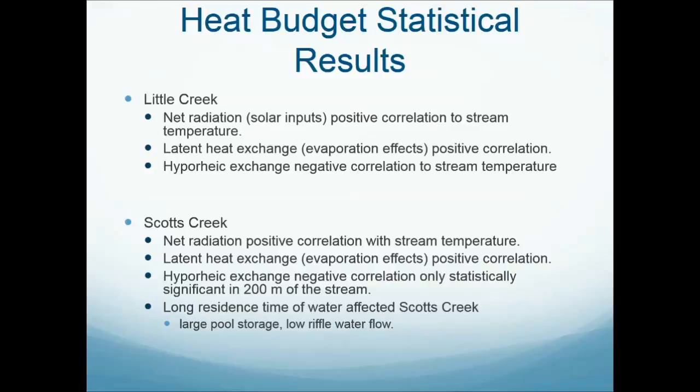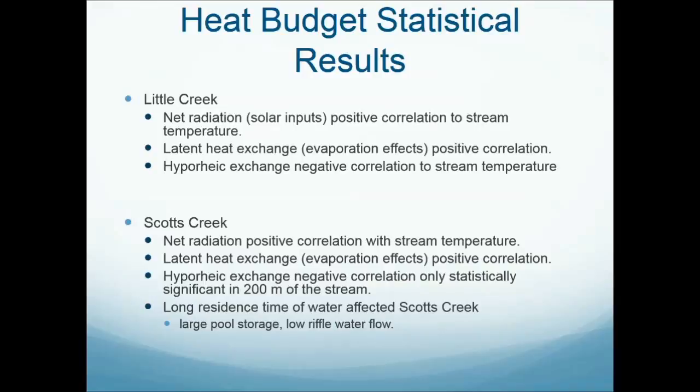Okay, so we put together the various heat elements into a heat budget, and then we used a linear regression model, time series model, to try to figure out what were the most significant influences on the temperature. And of course, net radiation came out as a positive correlation. That's our sunlight. But also what was positive was latent heat exchanges, so that's evaporation, condensation and cooling of water. But more importantly, there was a negative correlation with the hyporheic exchange. On Scotts Creek, we only saw that correlation in the upper part of the reach.